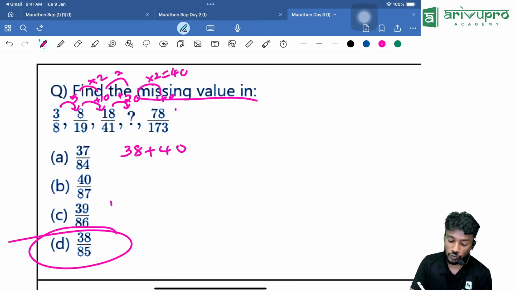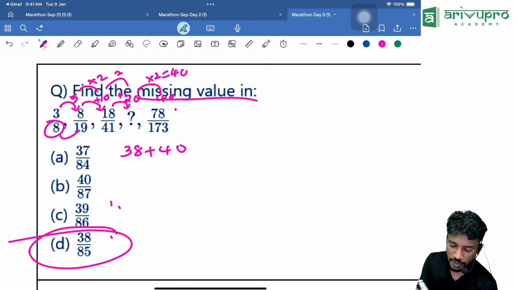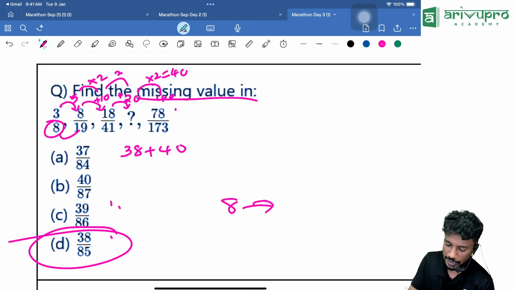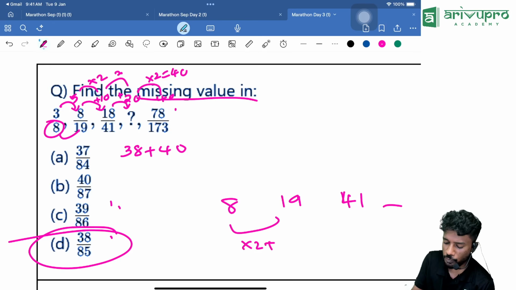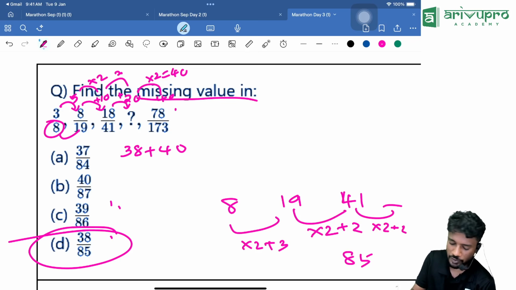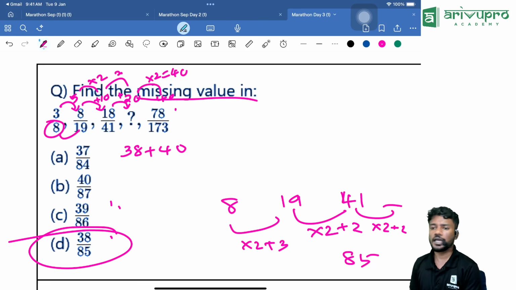In certain cases, two options will have numerator 38. What you will do is check the denominator also. 8 is becoming 19, then 19 is becoming 41. Then, into 2 plus 3, into 2 plus 3. Next, into 2 plus 3 is how much? 85. That means option D is your answer.